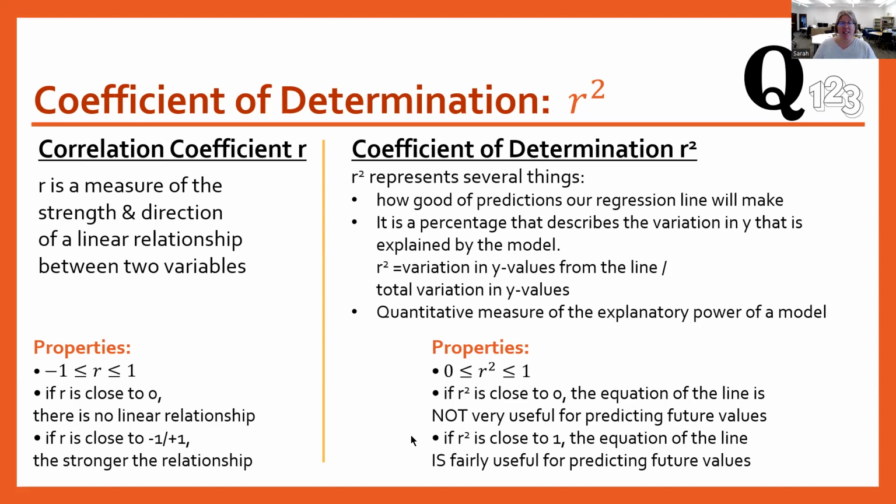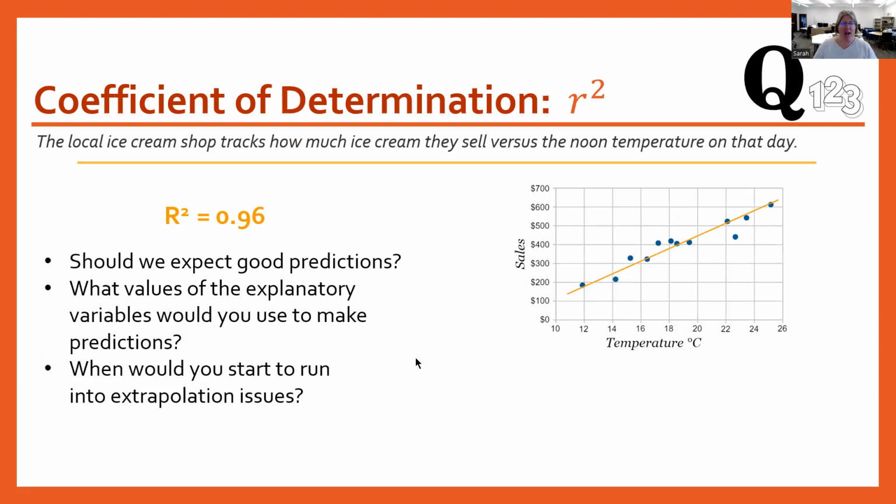So let's revisit the ice cream example. The r squared value on the ice cream example is 0.96. So a couple questions. Should we expect good predictions? And if so, then what values of the explanatory variable are we going to use? And when are you going to start running into extrapolation? So the first question, do we get good predictions? Well, 0.96, that is really close to 1. So yeah, we're going to get some great predictions out of that.